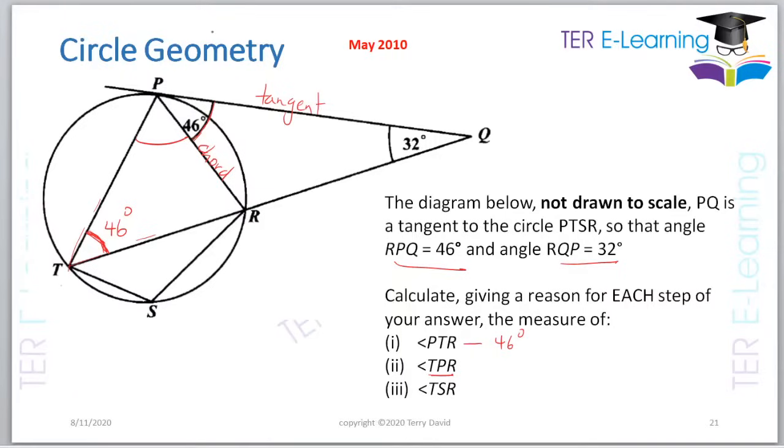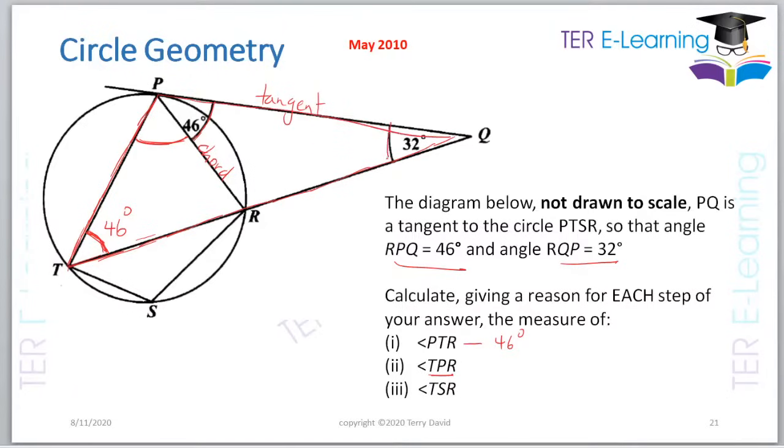So you want to work out TPR, right? That's this angle here. If you look carefully, you're going to see we have a big triangle here. We have a big triangle here, look. This is PT, and you have a big triangle going across here. This is a big triangle.